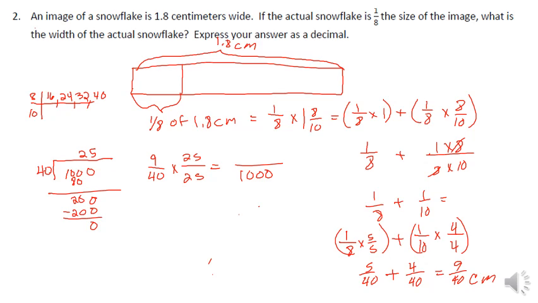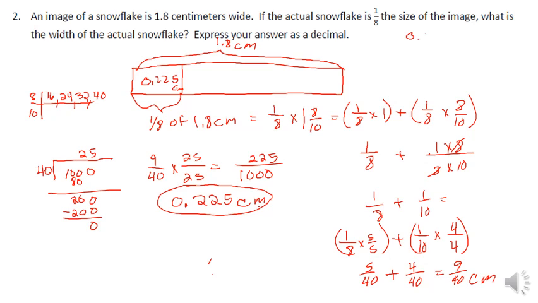Now 25 times 9, I could multiply it out, but I do know that 4 times 25 is 100. So 8 times 25 is going to be 200. So it's going to be 225. Now, since the 5 has to be in the thousandths place, this is going to be 0.225 centimeters. So that's the answer. Now, if I wanted to check this, since it's 1/8, I could multiply that.